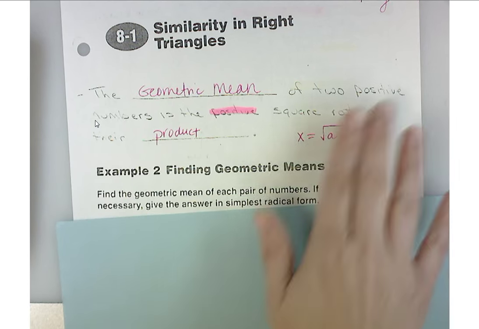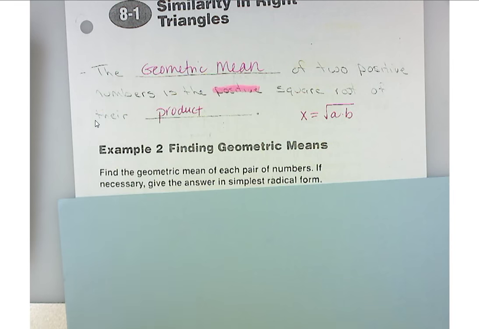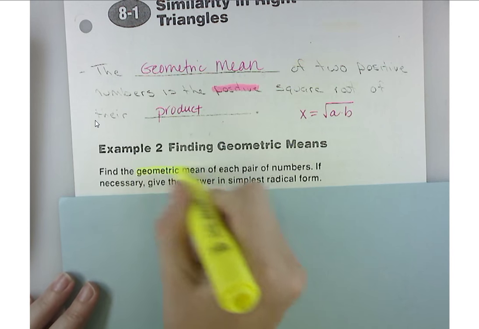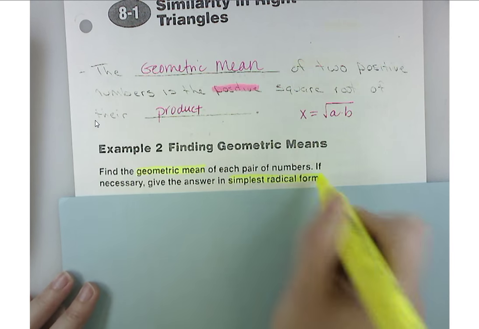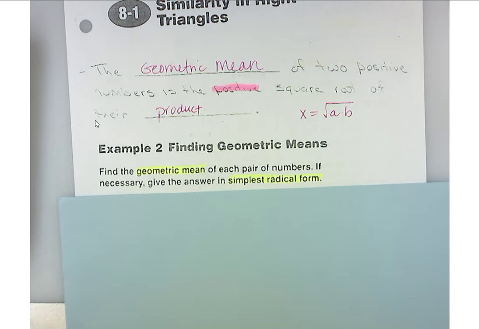What we're going to do now is find the geometric mean of each pair of numbers, and then we are going to make sure that our answer is in simplest radical form. So we're finding the geometric mean, and then we're going to write our answer in simplest radical form.